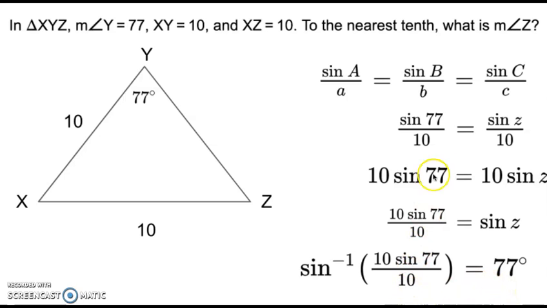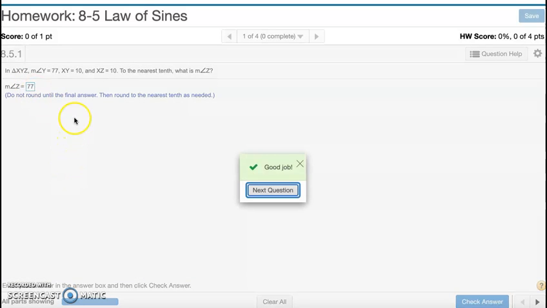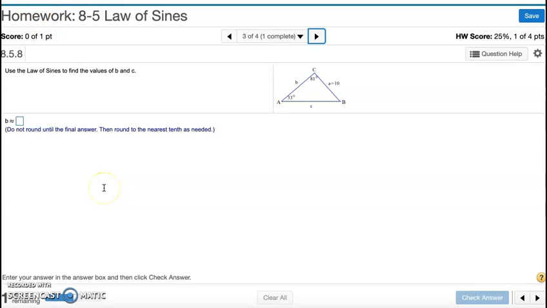Now, I could have saved myself all of this and realized, oh, these two sides are the same, so the angles across from them have to be the same. But I wanted to show you how to use law of sines, because it's not always going to be that nice. So let's type in 77. So measure of angle Z is 77. And that's number 1. Number 3.